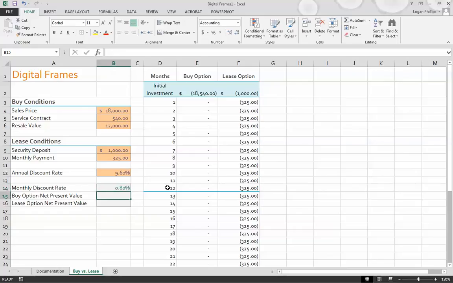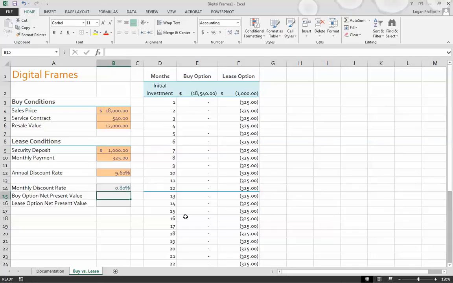In cell B15, enter a formula to calculate the net present value of buying the computer system by adding the initial investment in cell E2 to the present value of the cash flows in the range E3 through E39. Use the NPV function with a monthly rate of cell B14 as the rate of return to calculate the ultimate cost of the computer system if Linda buys it.